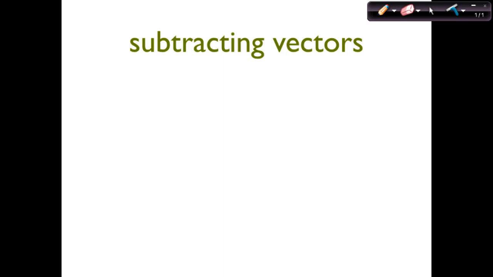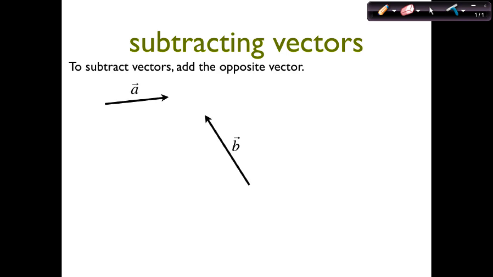Okay, subtracting vectors, a little more dicey, but we can do it. To subtract vectors, we can start by thinking of it as add. So for the add, the opposite vector. So what's the opposite vector? For example, B minus A. Instead of B, think of it as B plus the opposite of A. What is the opposite of A?